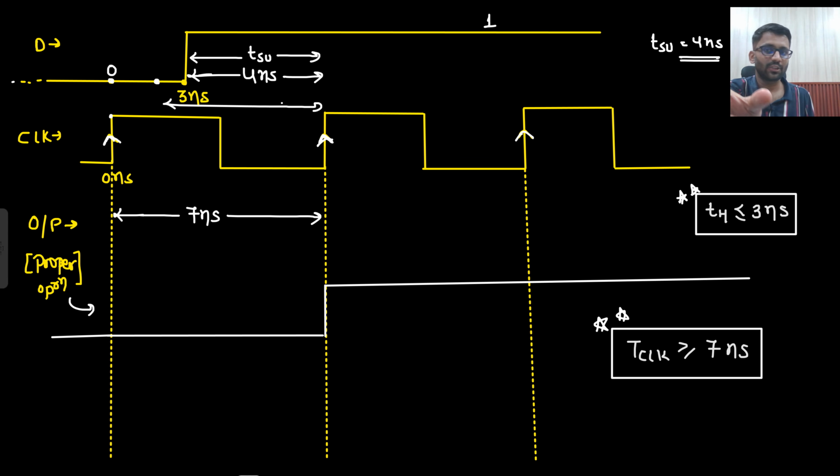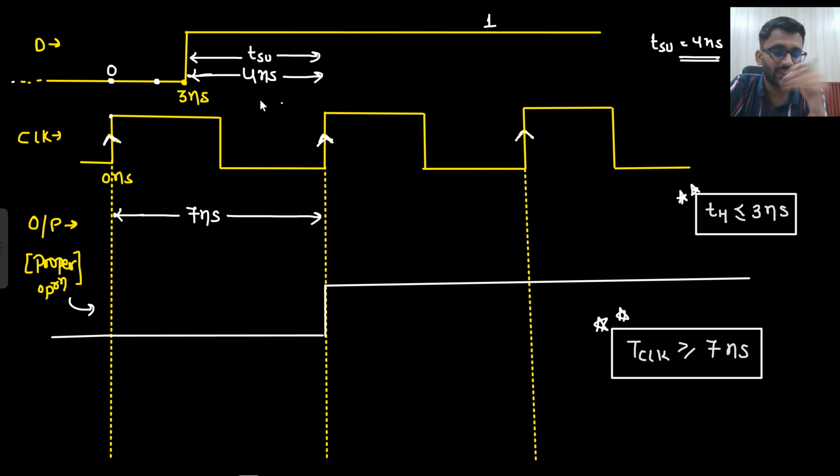So at least this much of window I need to provide. If my input is changing, it should change in a manner that it provides a window of setup time, such that when the clock edge arrives, the clock edge gets a window of setup time.